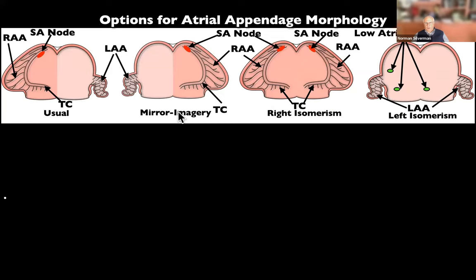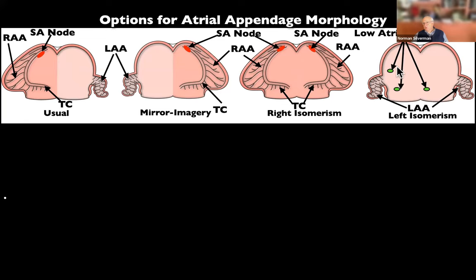So we have these four options, which I've sort of shown you: situs solitus, situs inversus, double right-sided structures with prominent pectinate muscles. And this terminal crest is a pectinate muscle and is easy to see. I didn't talk about the AV node, the SA node here. Here's the SA node here on both sides. So because this is the right atrium and this is the right atrium, there are usually two sinus nodes. One is electronically suppressed by the other, but histologically, there are often two sinoatrial nodes.